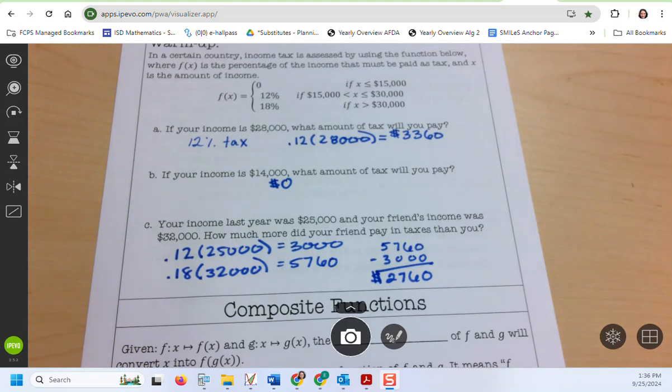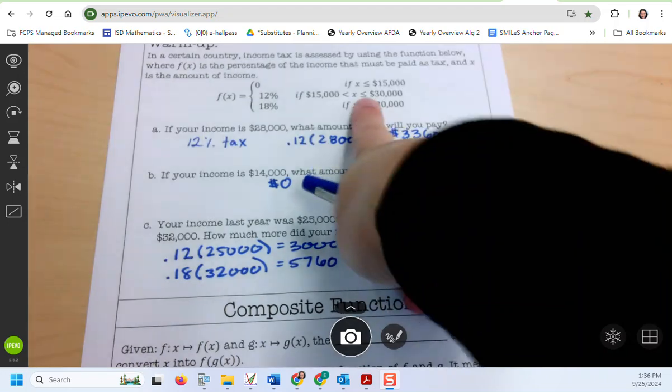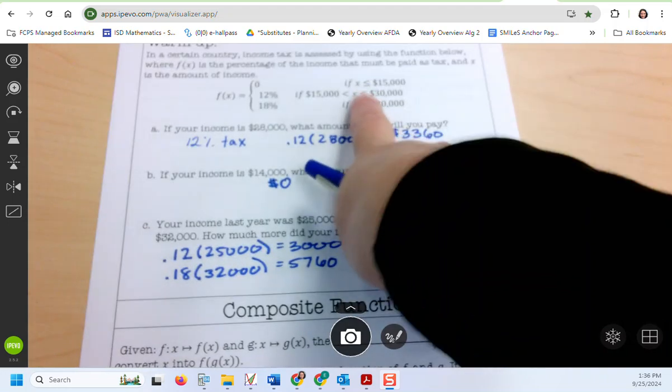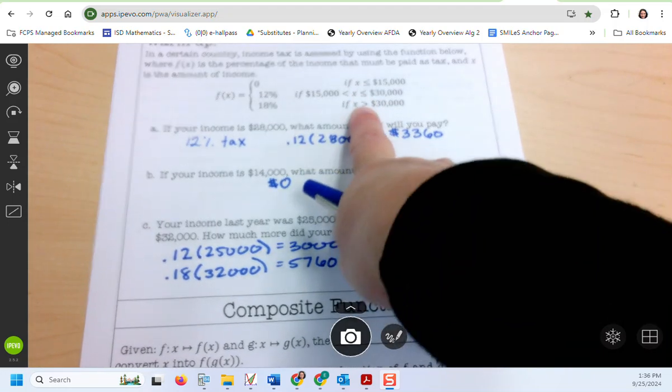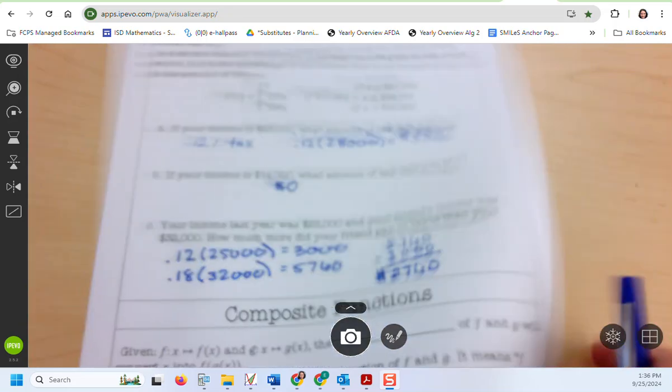What percent tax would you pay if you made exactly $30,000? 12%. I heard a vote for 12%. Anybody agree with 12%? A couple people are agreeing. Anybody feel strongly it's 18%? All right, let's look. Right, because 30,000, this is less than or equal to, but this one doesn't have an equal to. So 12% if you made 30,000.